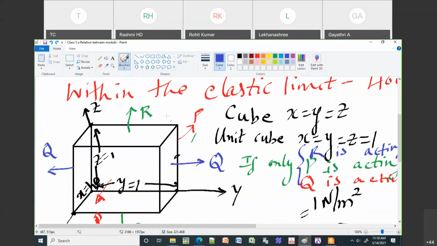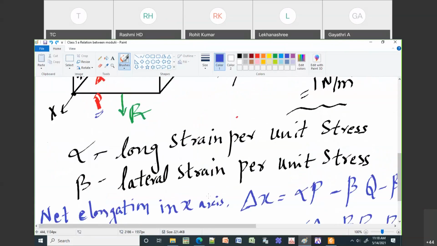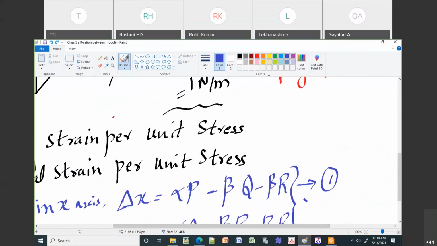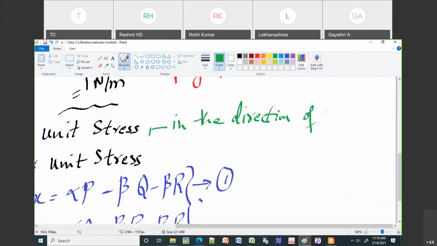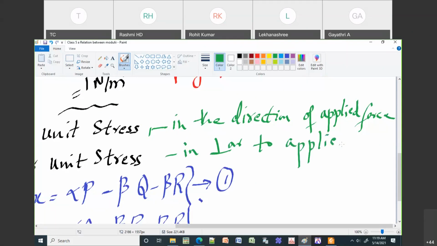Okay. So then you are going to define alpha and beta. Alpha is nothing but a longitudinal strain per unit stress, and beta is the lateral strain per unit stress. So longitudinal strain is always in the direction of applied force. Okay, so the first one is in the direction of applied force, and the other one is in the direction which is perpendicular to the applied force.